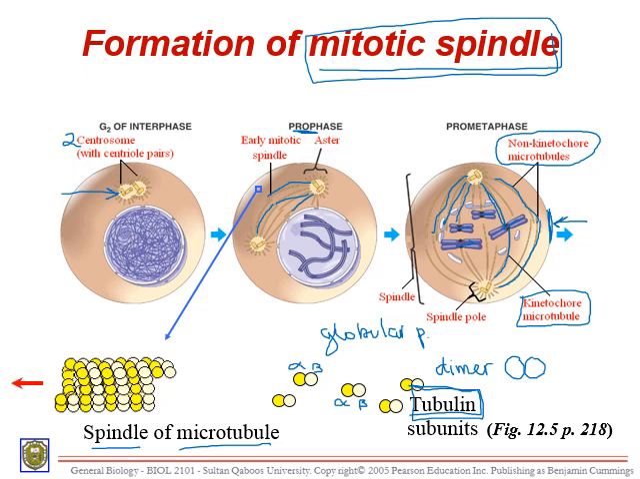Okay, let me check if the animation is working. Yes, it is working. You can see the units are going over to the bigger microtubule, and that's how they elongate. So we keep adding a dimer. We keep adding dimers here, and this hollow tubule is elongating. We keep adding dimer units. All right, the dimer units are the alpha tubulin and the beta tubulin.